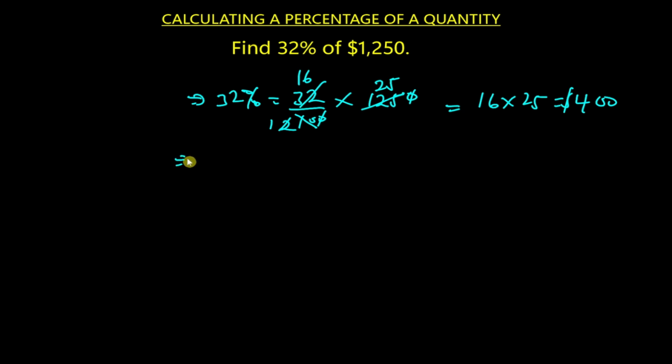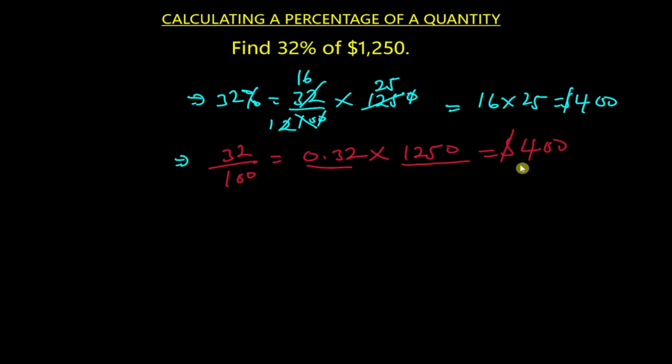Or otherwise, when you change the 32% into a fraction, you can also convert it into a decimal as 0.32, and then you multiply it by the number 1250. 0.32 times 1250 gives you 400, and then you add the dollar sign to your final answer. So this is how we can find a percentage of a quantity.